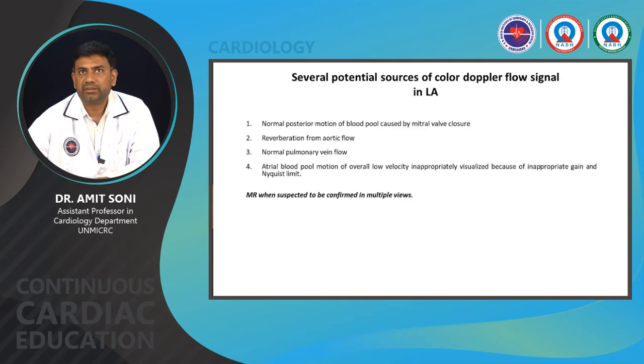There are several potential sources of color Doppler flow signals in the LA: normal posterior motion of the blood pool caused by the mitral valve closure, reverberation from the aortic flow, normal pulmonary vein flow, and atrial blood pool motion of overall low velocity inappropriately visualized because of inappropriate gain and an Nyquist limit. So when MR is suspected, it should be confirmed in multiple views.